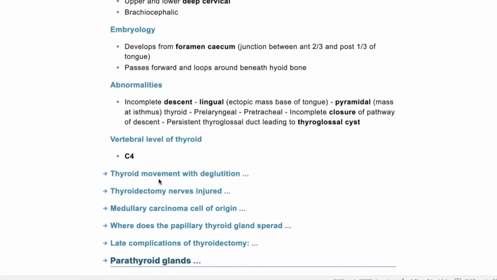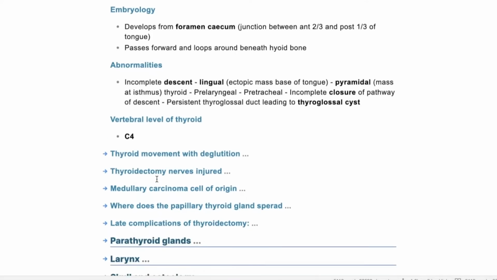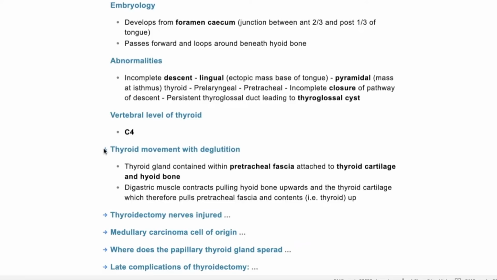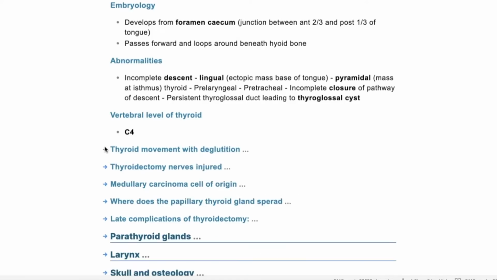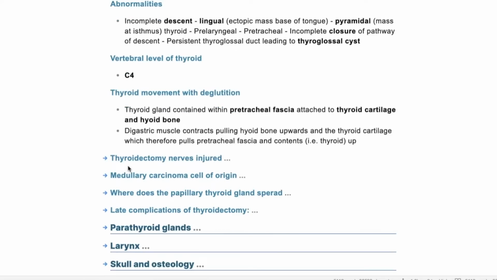Yes, because the thyroid gland is enclosed in the pretracheal fascia, while this same pretracheal fascia is also attached to the hyoid bone and the thyroid cartilage as well. In deglutition, when the hyoid bone moves, it takes the thyroid gland and the pretracheal fascia as well. Okay, well done, excellent. Can you tell me the possible nerve injuries that can happen with thyroidectomy?